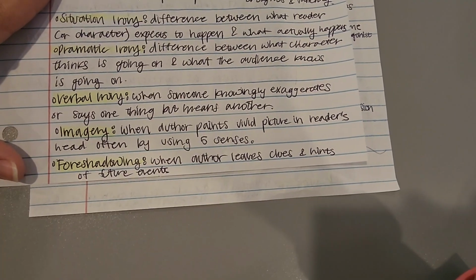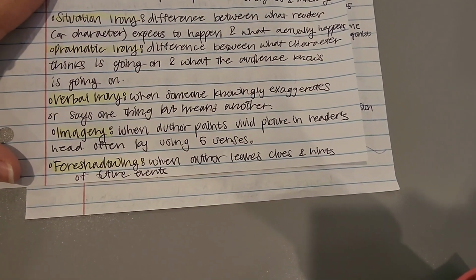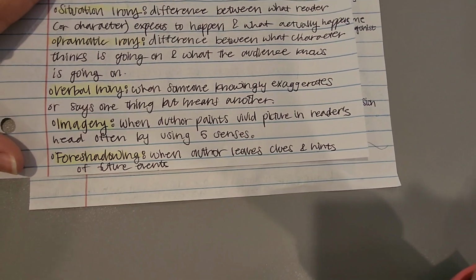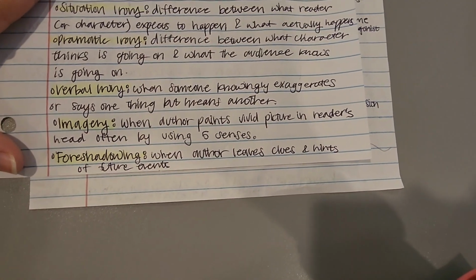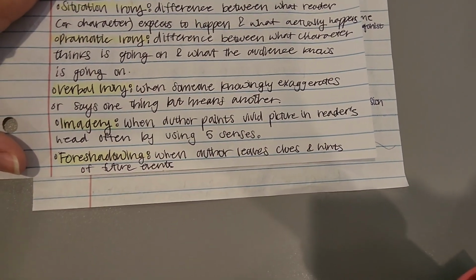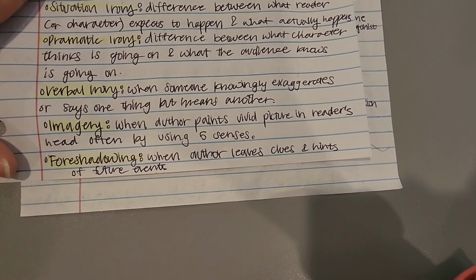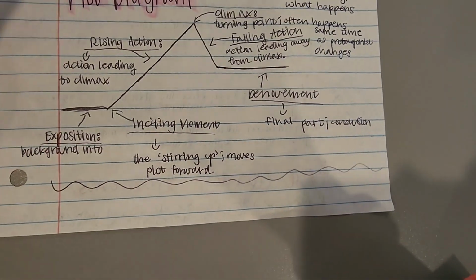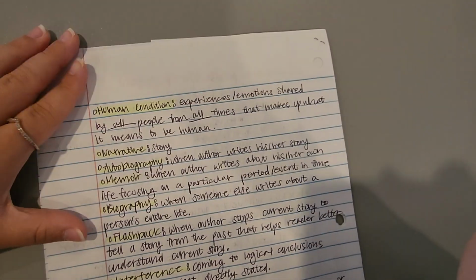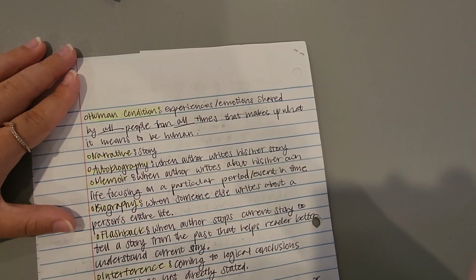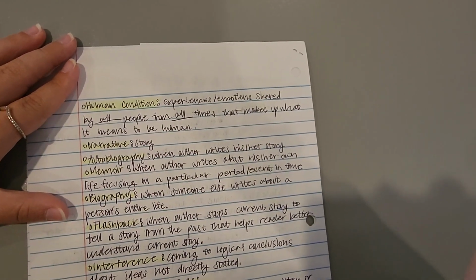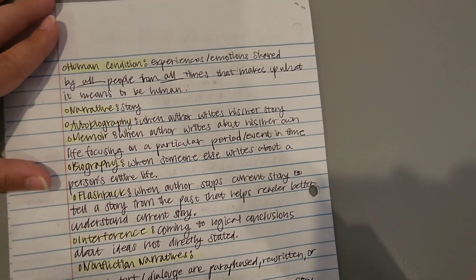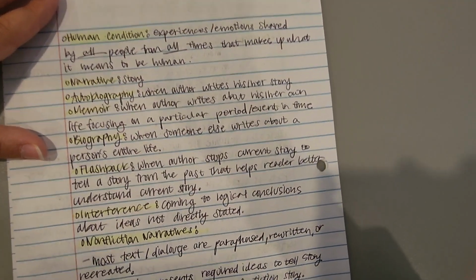Imagery, when the author paints a vivid picture in the reader's head, often by using the 5 senses. Foreshadowing, when the author leaves clues and hints of a future event. Lastly, last page, human condition, experiences or emotions shared by all people from all times that make up what it means to be human. Narrative, a story.